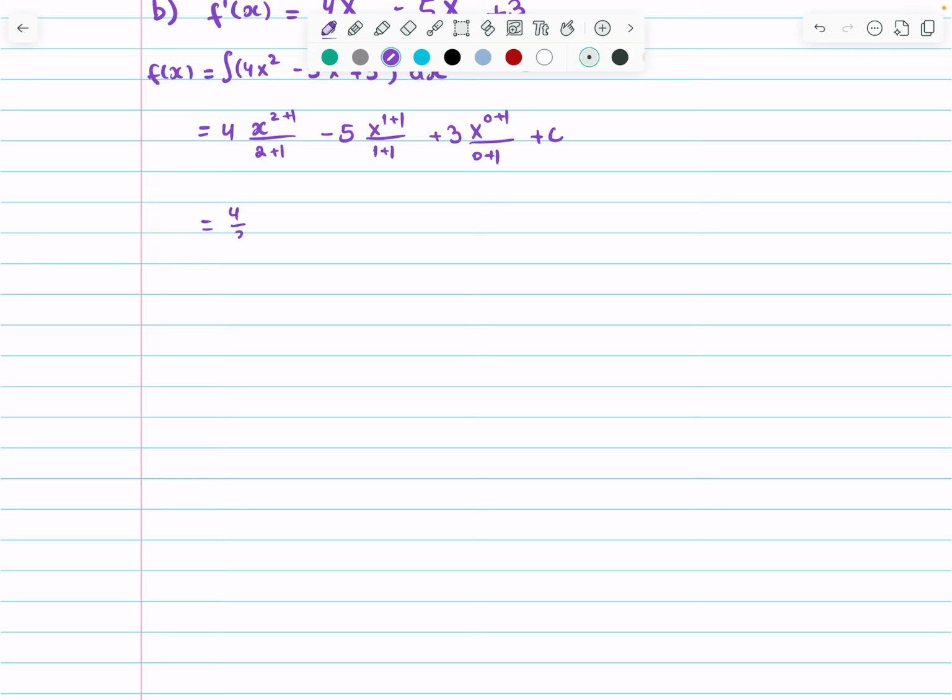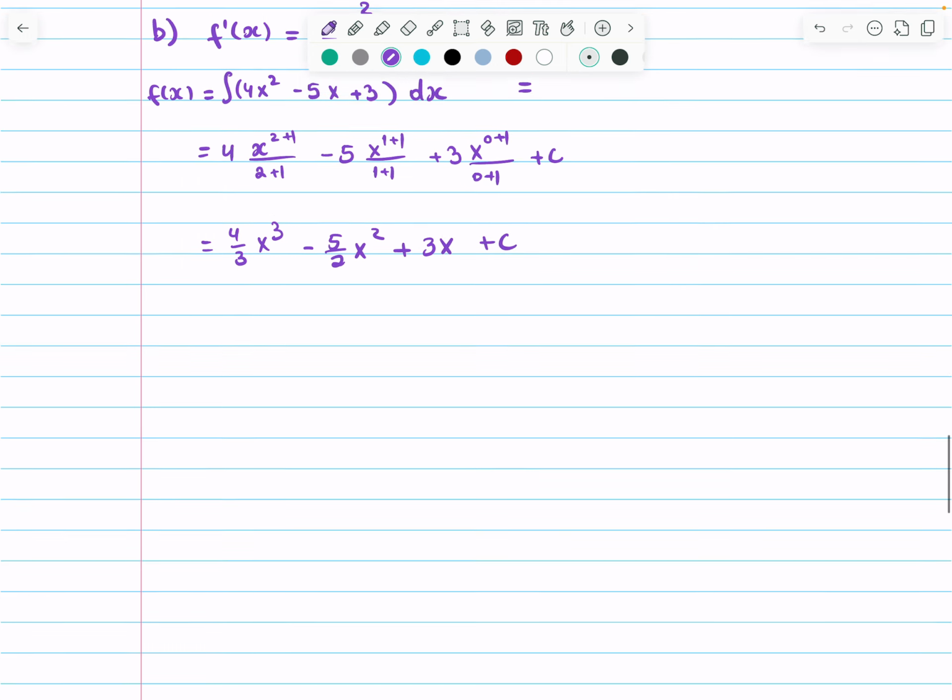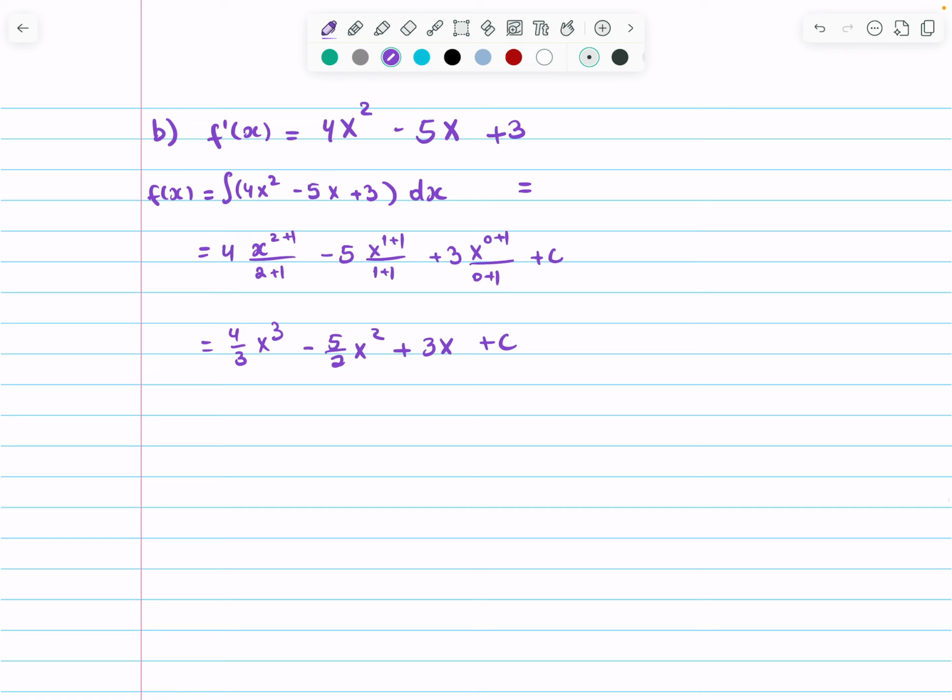So that's going to be 4 divided by 3 x cubed minus 5 divided by 2 x squared plus 3x plus c. This is a function f of x, but they say find the f of x, which means there must be no unknown left unfound in the expression.